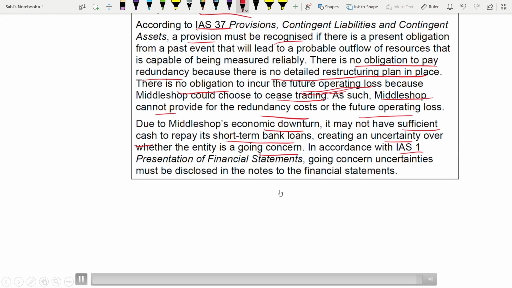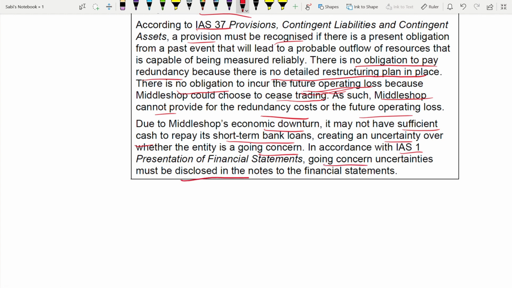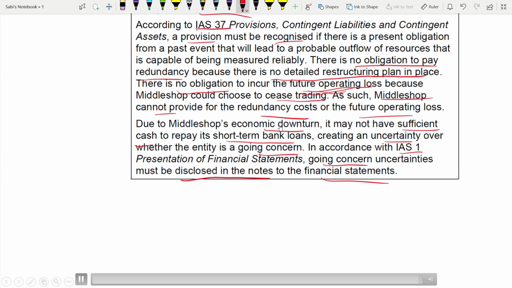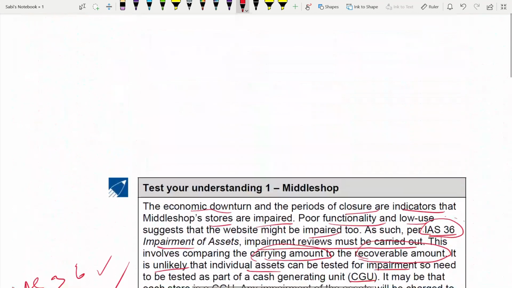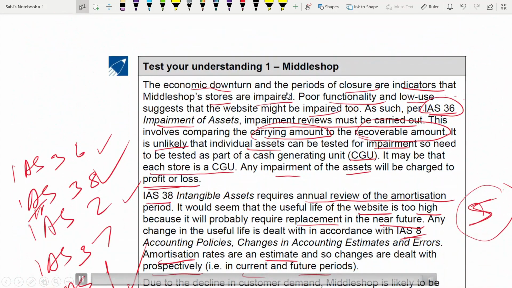Okay, and this must be disclosed. So this going concern uncertainty has to be disclosed in the notes of the financial statements because of this pandemic. Okay, so this is the way you solve a current issue question on a pandemic or natural disaster type of question. So that's it for test your understanding 1.